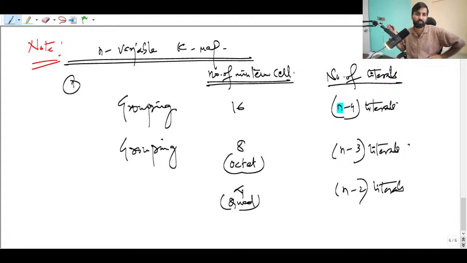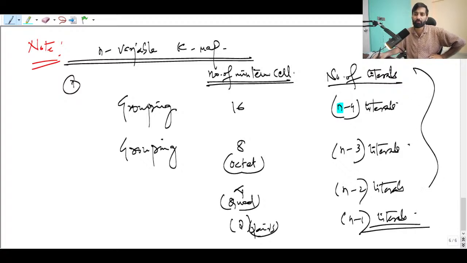Like 2 literals are running away. And the pair, अगर आप करते हो 2, मतलब pair, 2 ones or 2 minterms, so this will give you n minus 1 literal. Okay, so please remember this. It depends upon the n variable K map, right? How many variables are there in the Boolean expression? Okay, that is important. So I think this is clear, right?